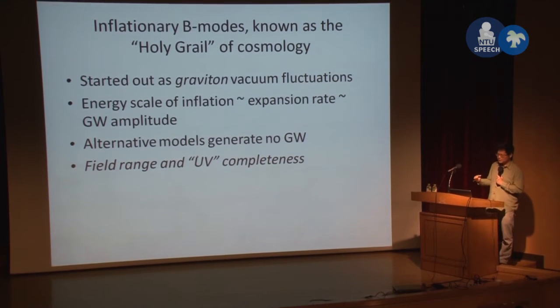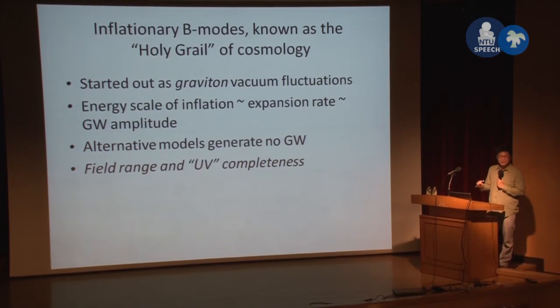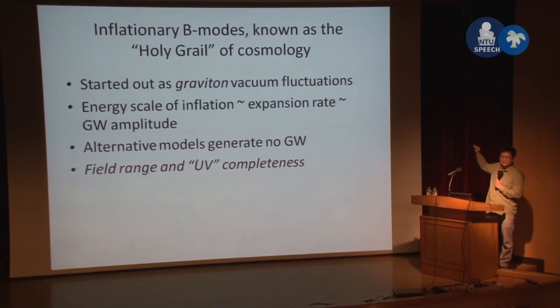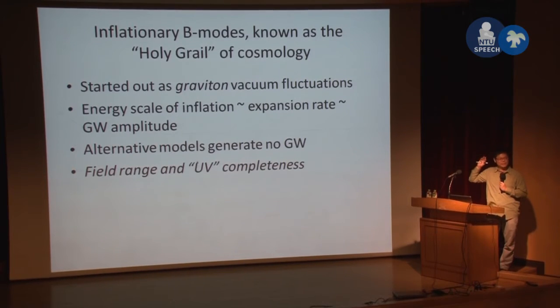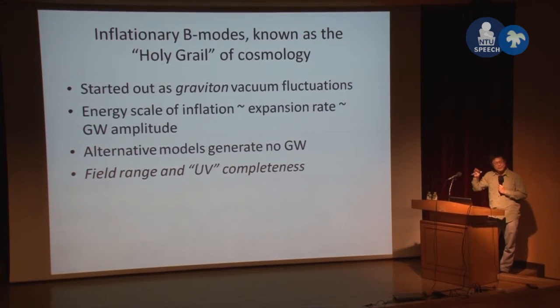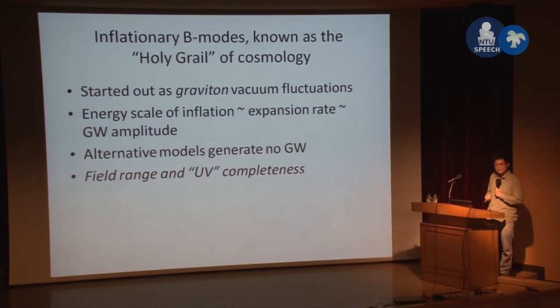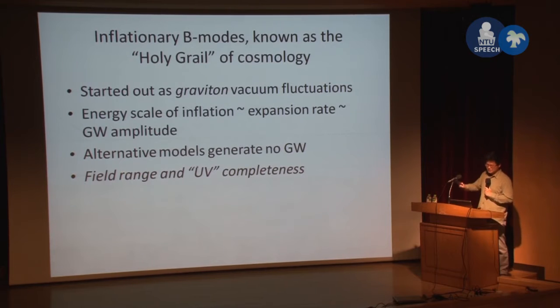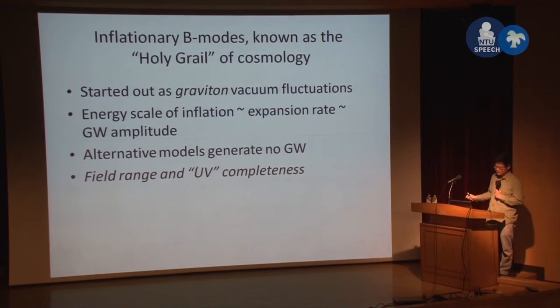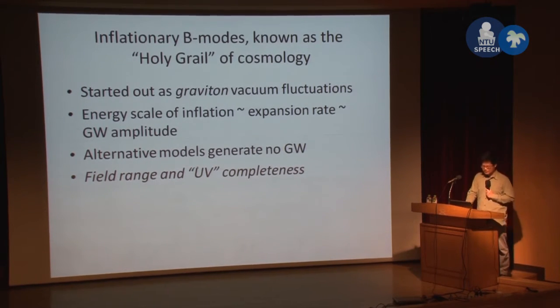So alternative models tend not to generate any gravitational wave. If they did, they tend to generate a very blue spectrum. And the high frequency end is severely constrained by direct gravitational wave probes. So the low frequency end is pretty much 0. Okay. So you can just remember this: alternative models tend to generate no gravitational waves.